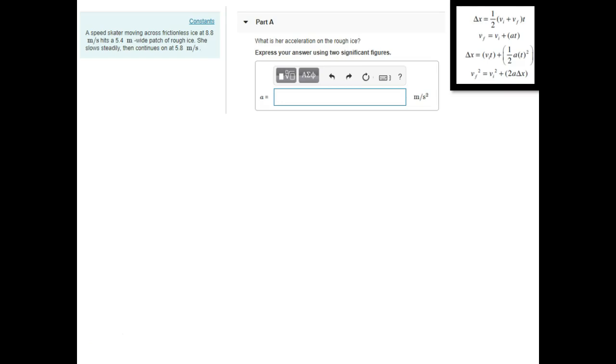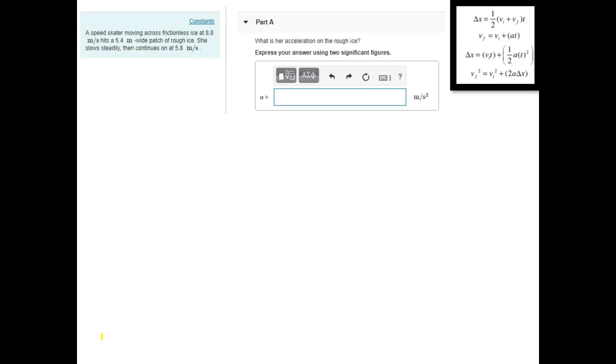Okay, so on the second question, we're going to be looking at the speed of a skater as she moves from a frictionless part of ice to a patch of rough ice that has more friction, and then back to a frictionless patch of ice.